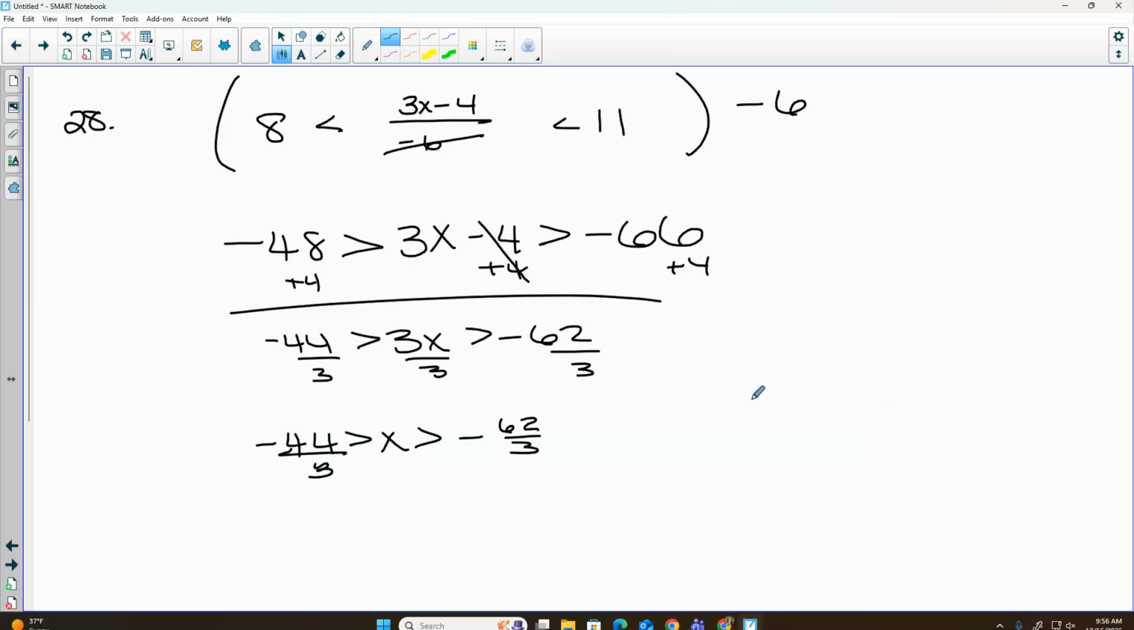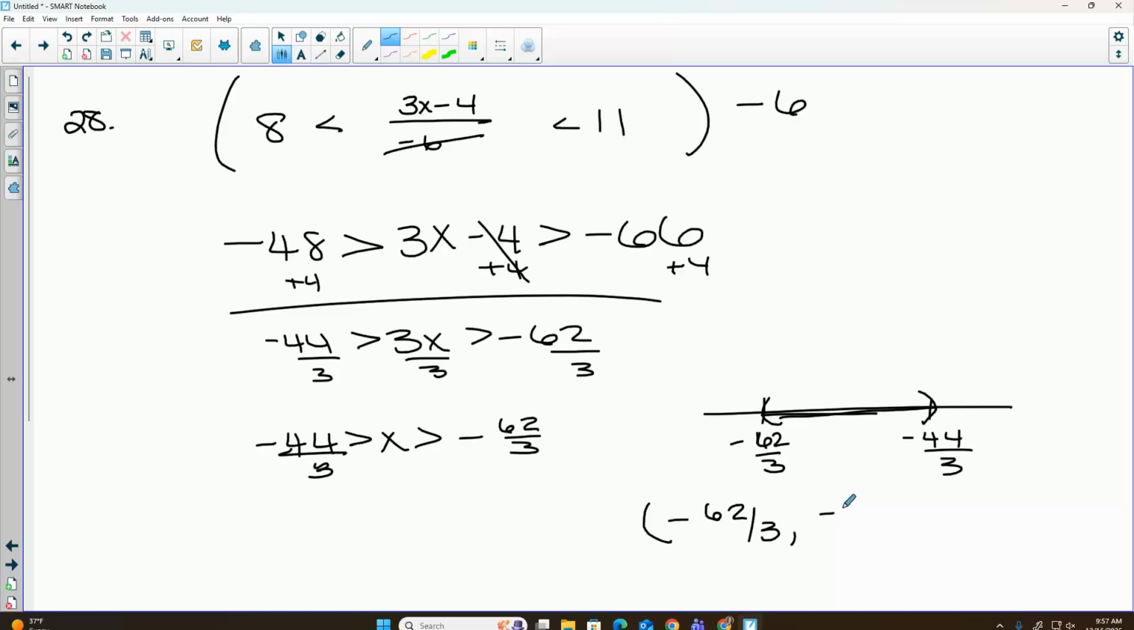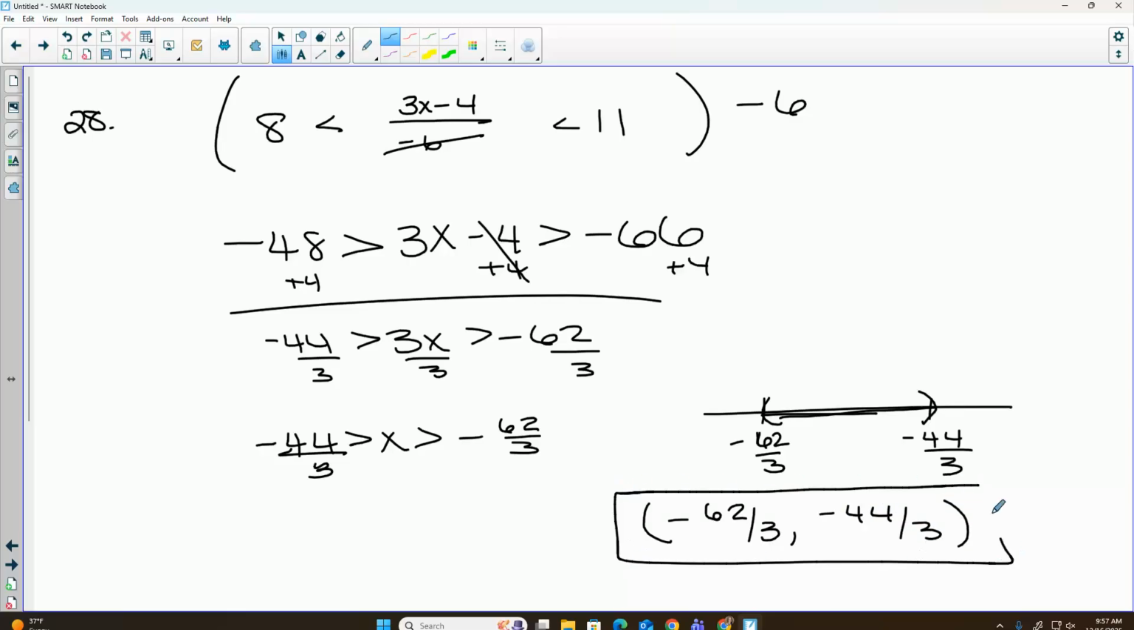Okay, again, if a picture helps you, negative 62 over 3 is smaller. It's saying that x is smaller than this, but bigger than this. So it's just in between the two. Interval notation always goes left to right, small to large. So it's negative 62 over 3 to negative 44 over 3. Is that okay?